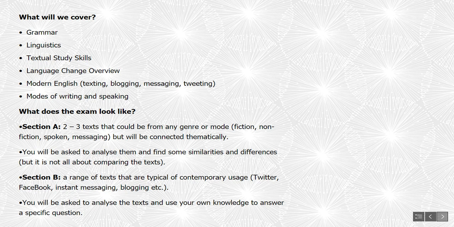And the exam consists of Section A, 2 to 3 texts that could be from any genre or mode, but will be connected thematically when you are asked to analyse them and find some similarities and differences. Section B is about contemporary use of language, so things like Twitter, Facebook, instant messaging, blogging, etc. And students are asked to analyse the tasks and use their own knowledge to answer a specific question.